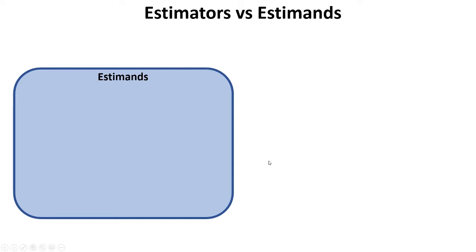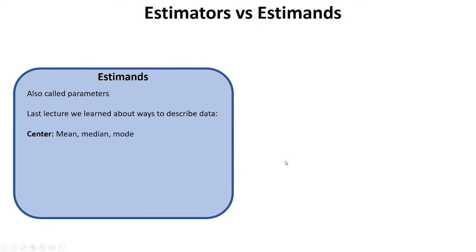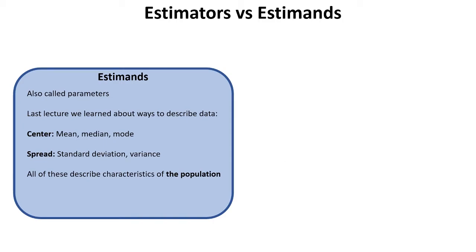Estimands are what we've been talking about up until now. They're also called parameters. Last lecture we learned about ways to describe data, the mean, median, and mode, standard deviation, and variance. And all of these describe characteristics of the population. These are all population parameters. But how are these determined in real situations? As I've mentioned before, you're probably going to end up taking samples. And these samples are estimators of the global population parameters.